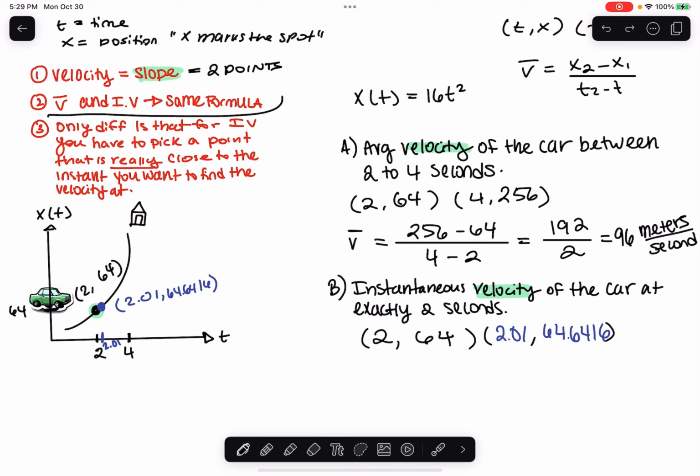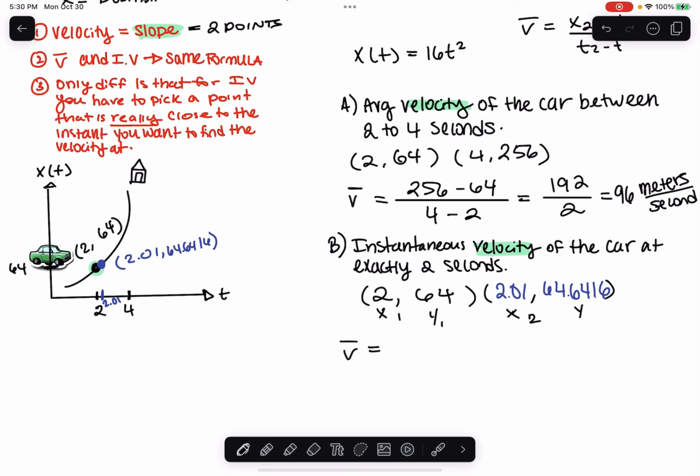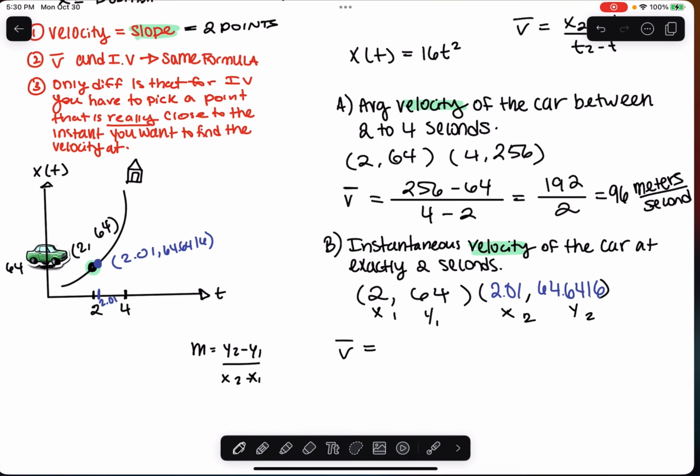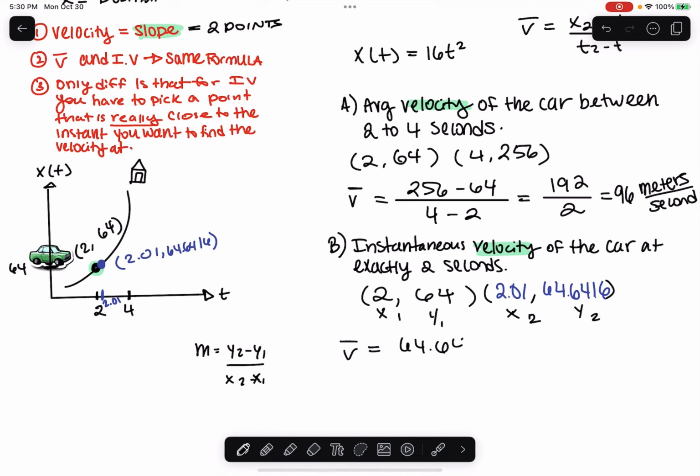Now you have your 2 points. You're going to use the exact same formula because, again, point number 2, average velocity and instantaneous velocity use the exact same formula. I know that my formula is y2 minus y1 over x2 minus x1. So the difference between my y's, 64.6416 minus 64, over 2.01 minus 2. You're simply left with a positive 0.6416 on top, and on the bottom you're simply left with 0.01. The velocity is equal to 64.16.